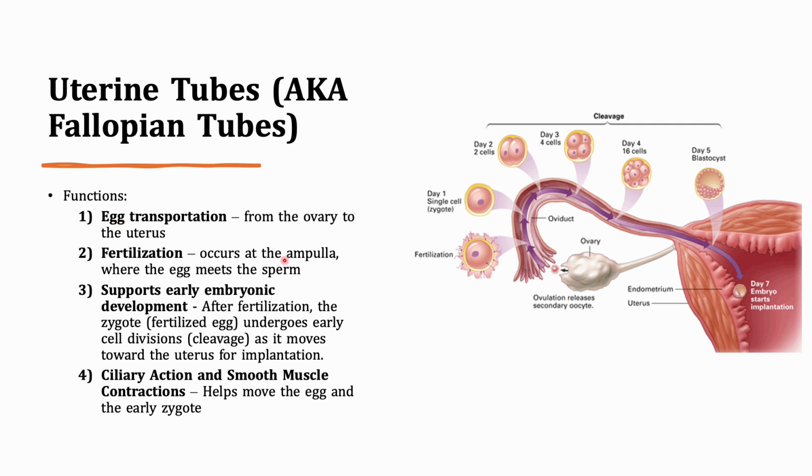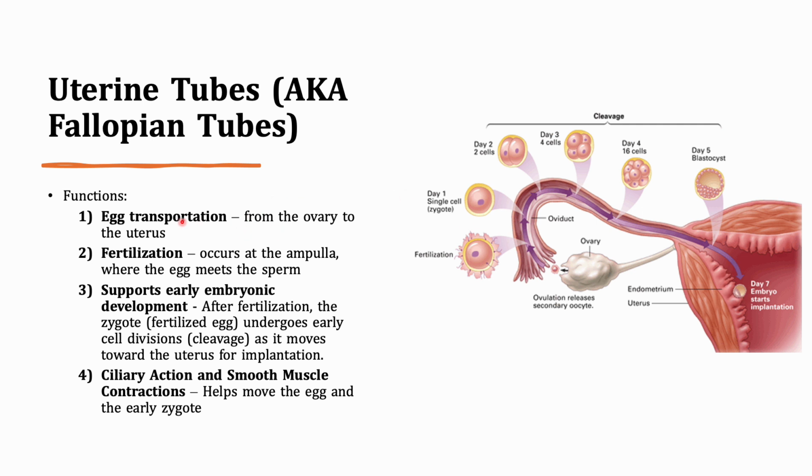So functions of the fallopian tubes are for egg transportation. So here's a fallopian tube, and this is the body of the uterus. Here's an ovary. And so what it means by egg transportation is that when an ovary releases an egg, the fallopian tubes have fimbriae, which are going to sweep the egg into the fallopian tube, and it's going to go all the way down and then implant in the actual uterus.